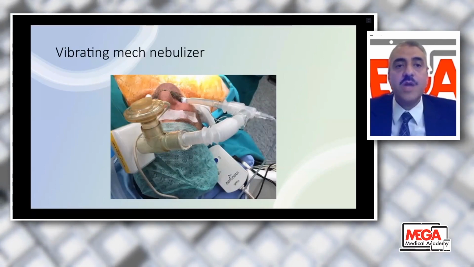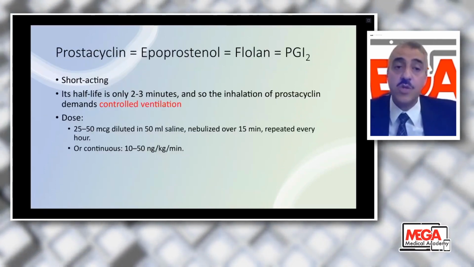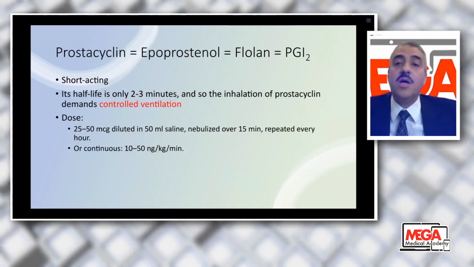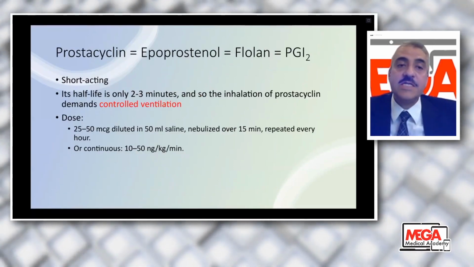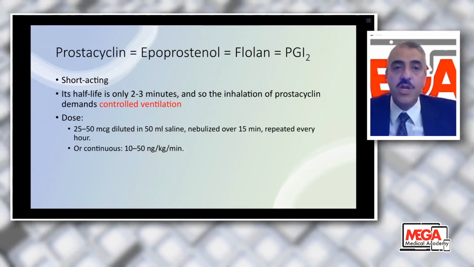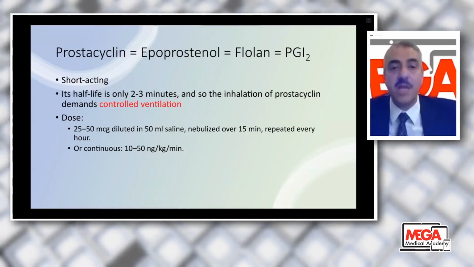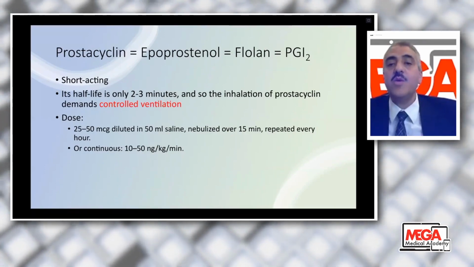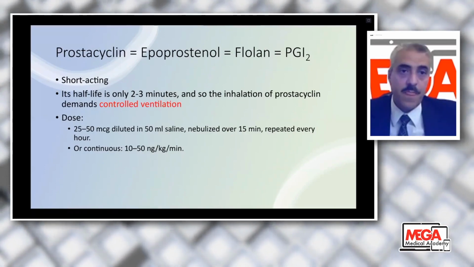What are the drugs used now? We have the prostacyclin. It's a short-acting drug with a half-life of 2 to 3 minutes. So most of the systemic effect is not happening. No hypotension happens with the inhaled prostacyclin, and for precise dose delivery, it should be given in a controlled, ventilated patient.